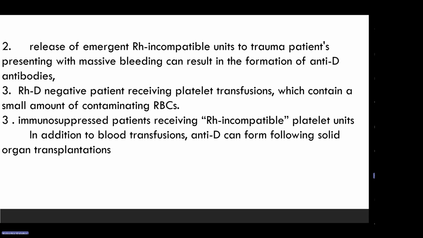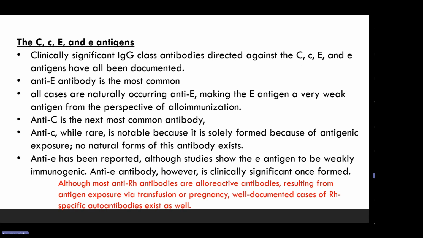Also, immunosuppressed patients receiving rhesus incompatible platelet units. Sometimes they are given platelets donated by persons that are rhesus positive, and these may be contaminated with some red blood cells containing rhesus positive blood. So these are some of the scenarios where controlling the formation of anti-D may not be possible and will result in immune reactions.